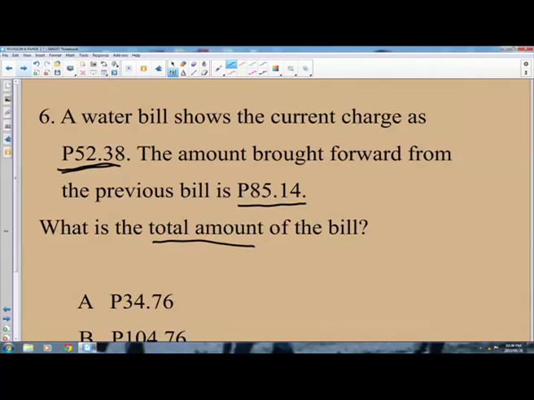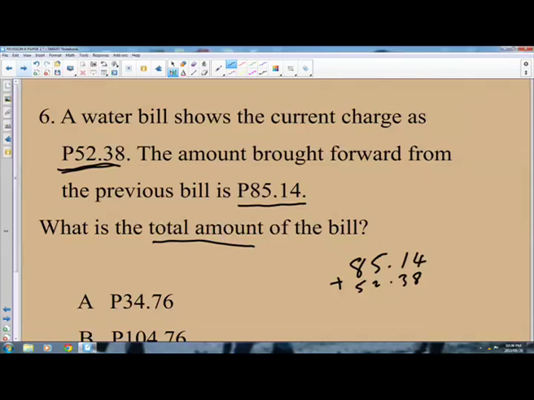Total amount, meaning you have to add, because it says the total amount. So you add the 85.14 and 52.38. You add the two. So this will be 85.14 plus 52.38.